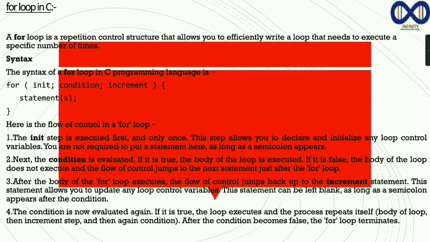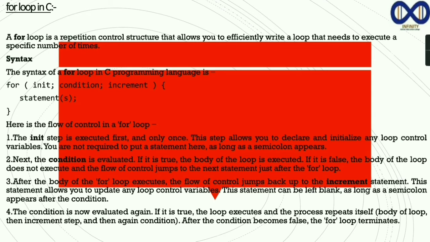Okay, so the statements, here we can write the statements in the for loop in C. In the next program I will show how to use the for loop. Now the flow of control in a for loop. The init step is executed first, and only once. This step allows you to declare and initialize any loop control variables. You are not required to put a statement here, as long as a semicolon appears.